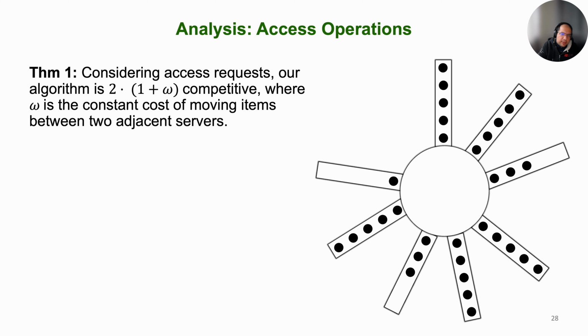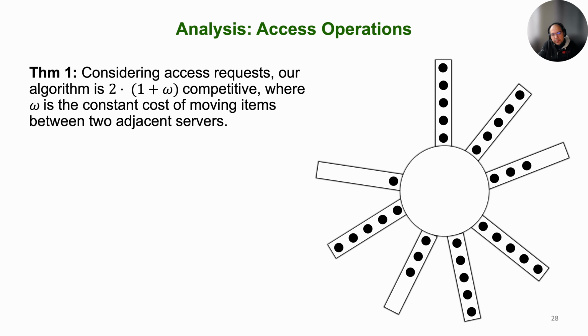So here I want to briefly go over our analysis. The full version of our analysis can be found in our paper. So the first thing is that if we assume that the cost of moving items between servers during the reconfiguration is omega times the cost of just searching for an item, our algorithm is constant competitive by considering such a constant factor between moving and searching the items.